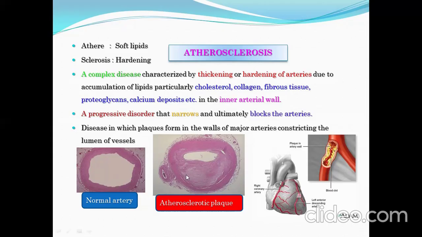And this is the atheromatous plug. So it is a progressive disorder that narrows and ultimately blocks the artery. Just see here how it is going to block. So it is a disease in which plaque forms in the wall of the major artery, constricting the lumen of the vessel. So the lumen is going to constrict here. So how is the blood flowing? Blood flow is going to alter here. And then problems of the heart are going to arise.